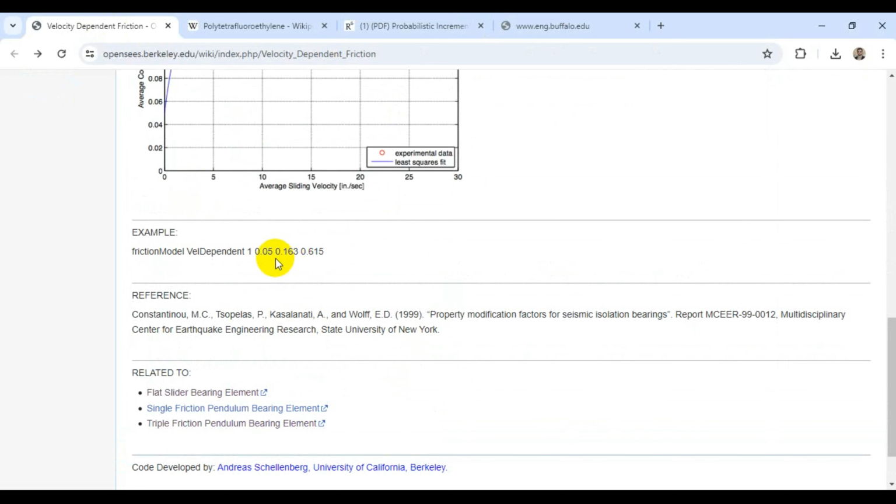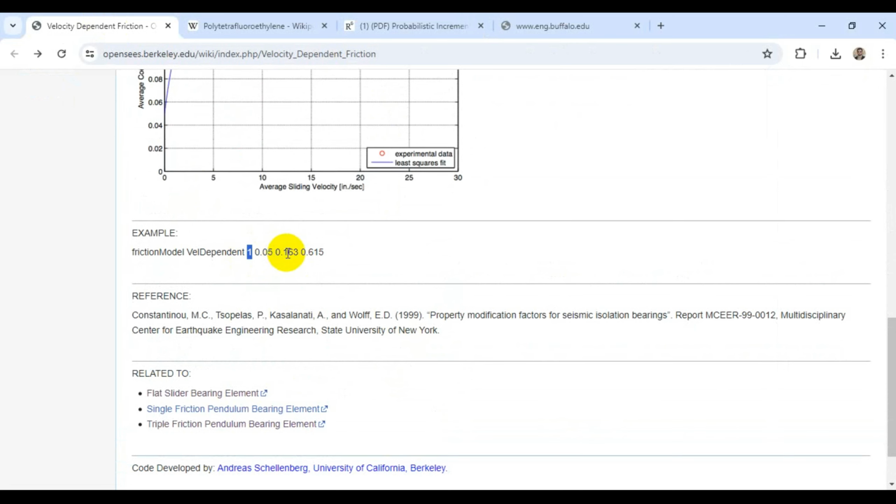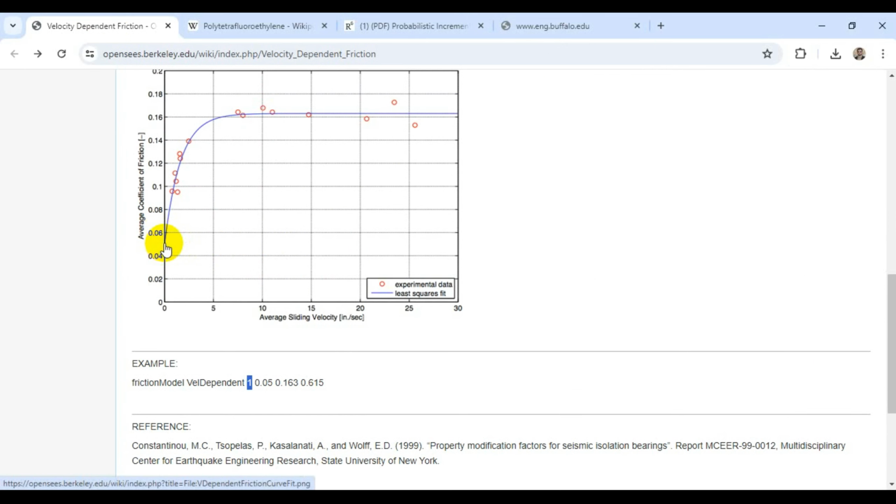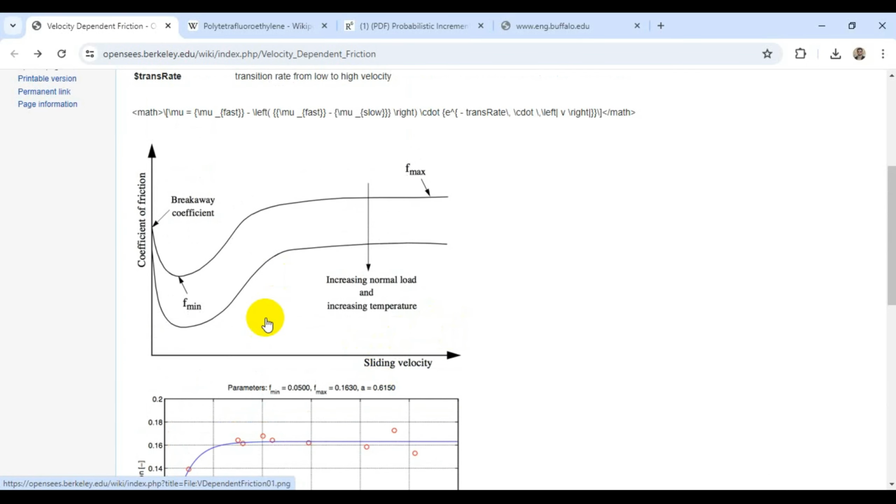For example, if we look at this command here, it takes 0.05, starting from here, and then it goes to 0.163 and then becomes constant here, based on the findings that they consider here, and the rate is 0.615 at which it is changing at this point here. So it's really important, and the breakaway coefficient is at room temperature.